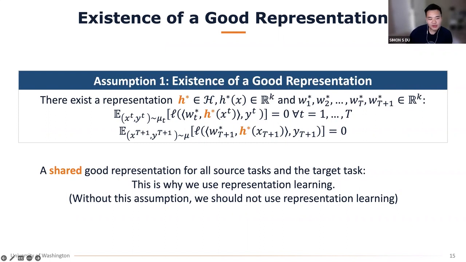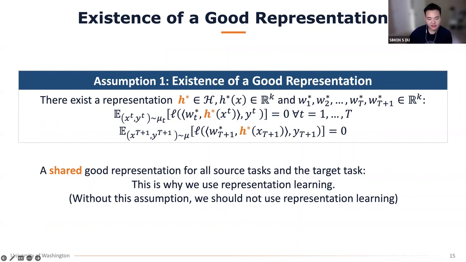Okay, so formally, we assume that there's some H star in big H. Remember, big H is our function class for the representation, such that H star of X is in R^K. And we also have a set of good linear predictors, let's say W1 star to W(T+1) star, which are also in R^K, such that our prediction, remember, is the inner product between W and H of X.